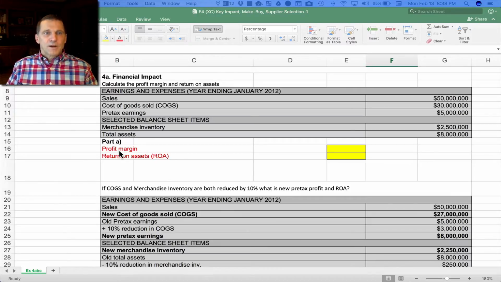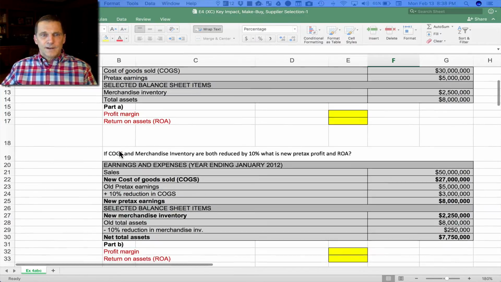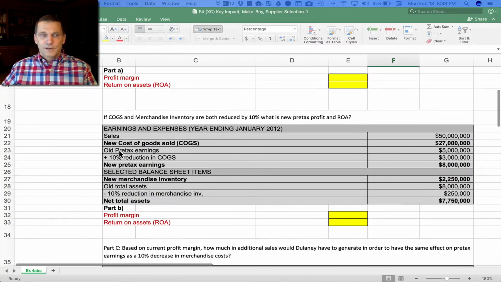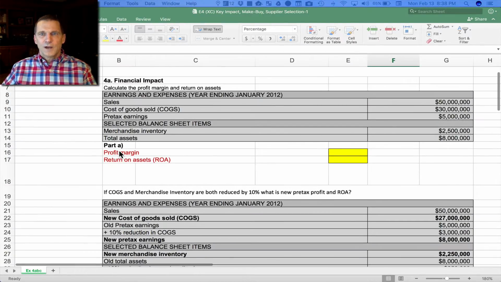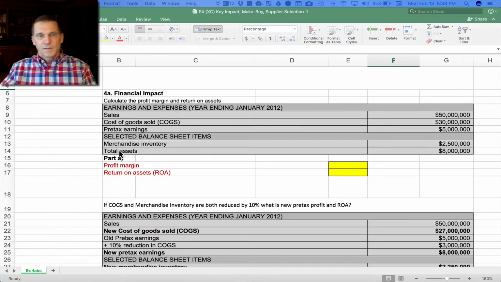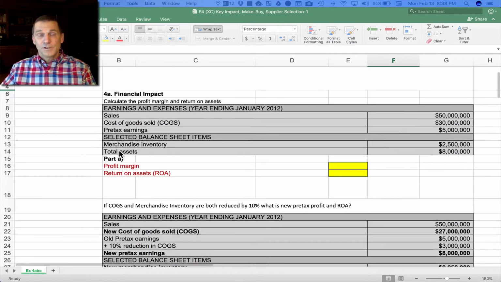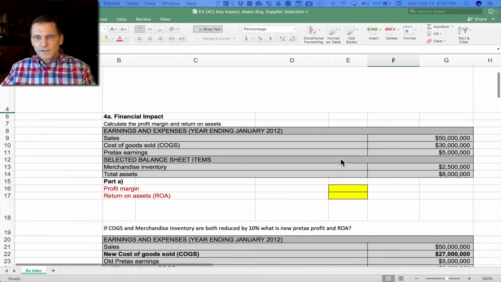We're understanding the profit margin and the return on assets, how they're calculated, number one. And then number two, we want to understand when we change cost of goods sold, what happens to our asset base and what happens to our profit margin. And last, we're going to look at basically how much earnings increase do we need in order to get the same result as a reduction in cost of goods sold, right? So how hard does sales have to work to earn the same amount of profit as a reduction of 10% in this example? Okay, so let's look at that real quick.